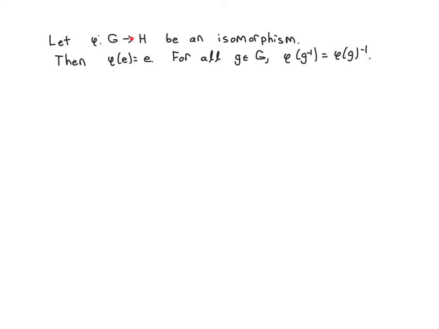Let phi from G to H be an isomorphism. Then phi of the identity is the identity. Moreover, for every group element g, phi of g inverse is the inverse of phi of g. So not only do you preserve products, you preserve the identity and you preserve inverses.